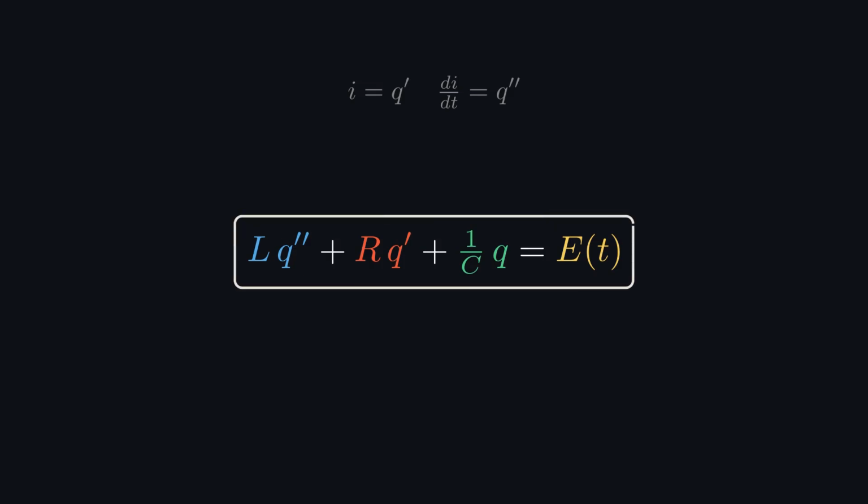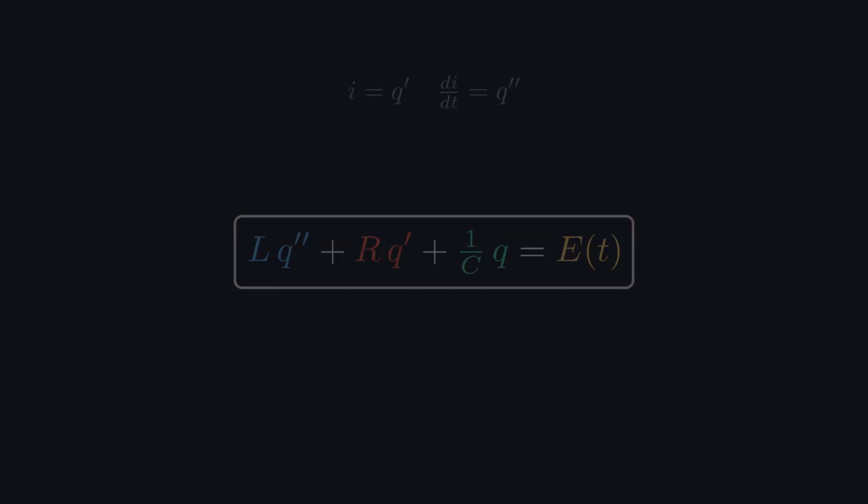Here's the key move. The current is the rate of change of charge, Q prime, and its rate of change, in turn, is Q double prime. So rewrite everything in terms of that one variable, the charge Q, and you get L Q double prime plus R Q prime plus 1 over C times Q equals E of t.